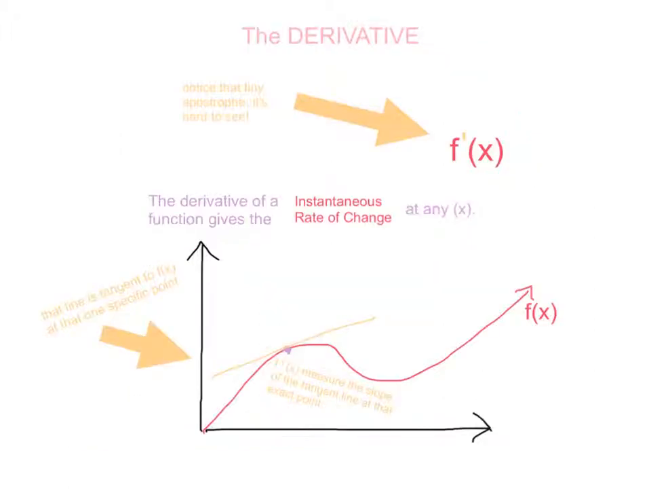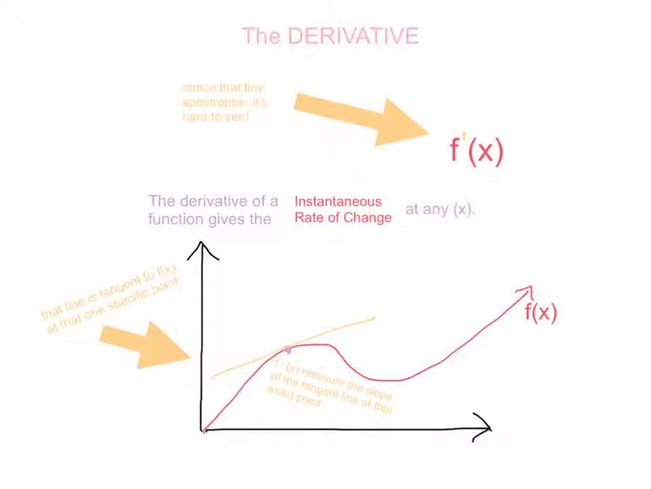Now the derivative is what we want for instantaneous rate of change. So in this picture right here, we have f prime of x. That's how you say it, f prime of x. And this apostrophe right here, it's pretty hard to see, but that's what makes the difference. It distinguishes between f prime of x and f of x. And again, instantaneous rate of change.